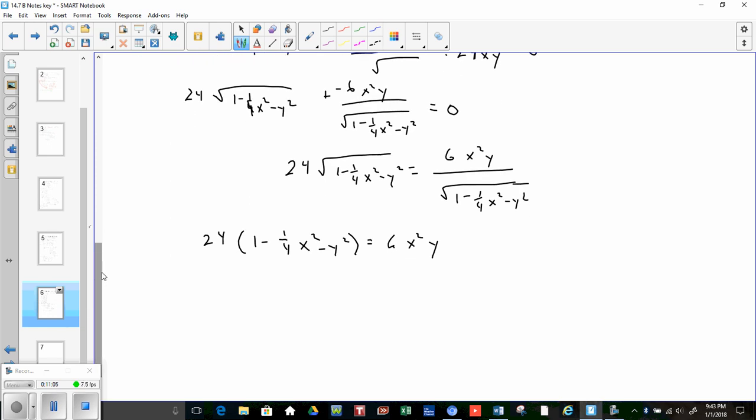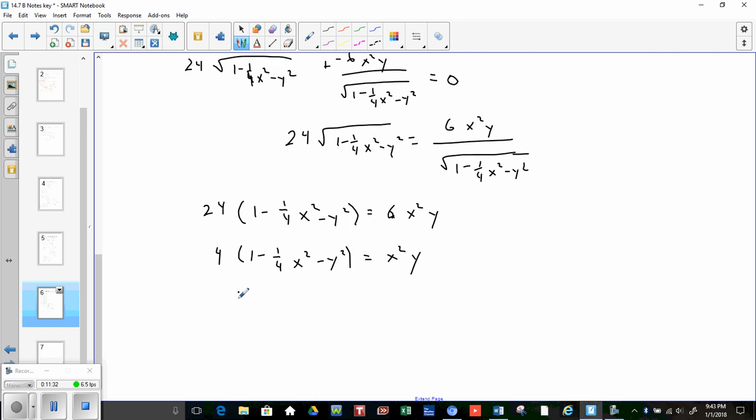Alright, so what can we do now? I can divide a 6 out of both sides. That'll be a 6. Divide a 6 out of here is going to give me 4 times this whole parentheses equals x squared y. Let's go ahead and distribute that 4. So we're going to get 4 minus x squared minus 4y squared equals x squared y.